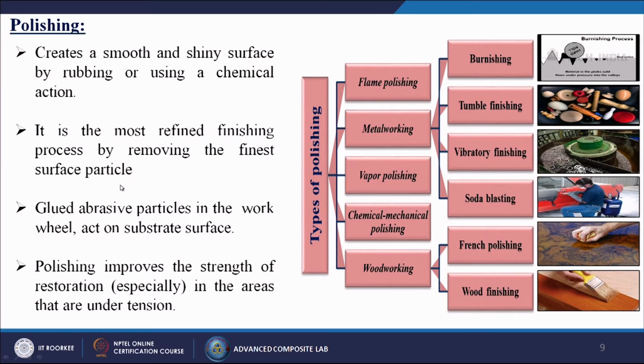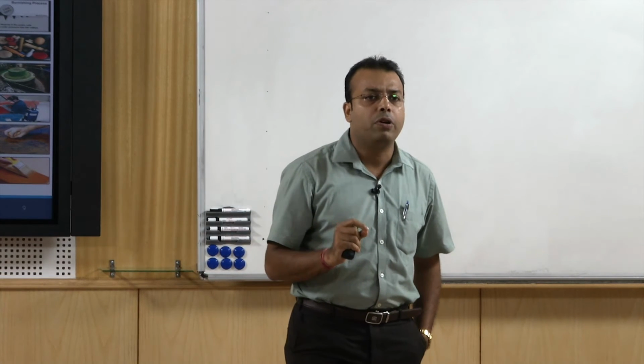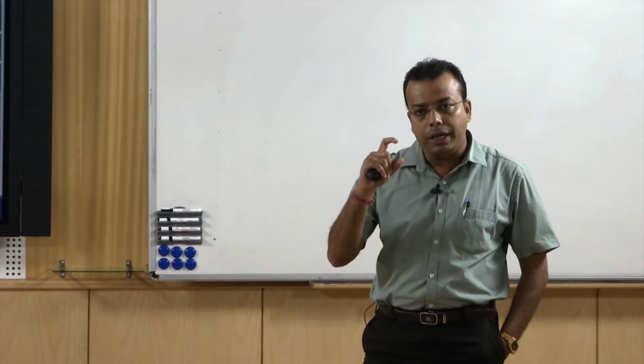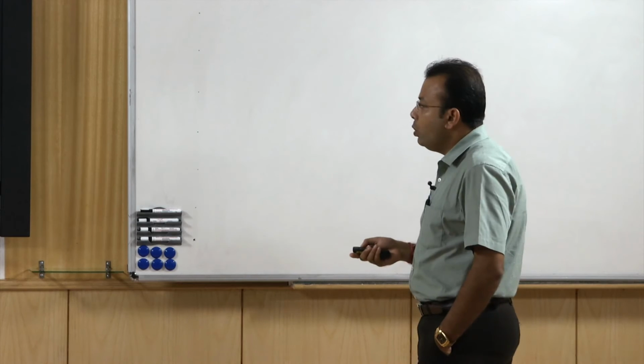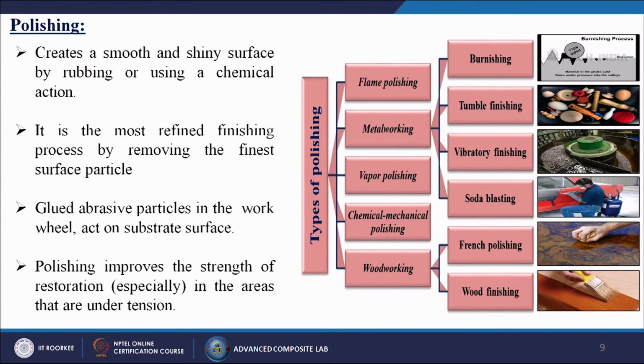It is the most refined finishing process, removing the finest surface particles. As I told already, only a few layers can be removed by polishing; we can't go to the deeper thickness of that particular material. Glued abrasive particles in the work wheel act on the substrate surface. Polishing improves the strength of restorations, especially in areas that are under tension.